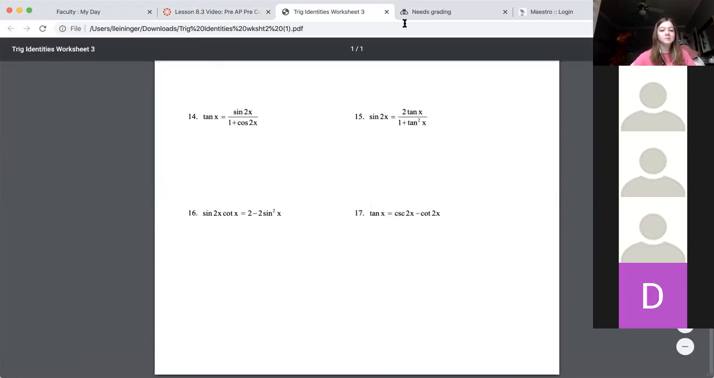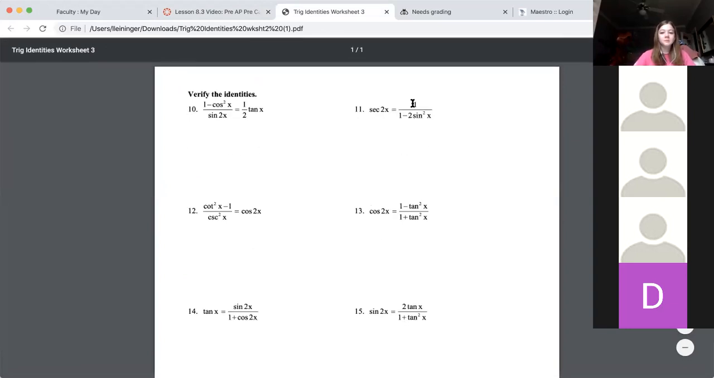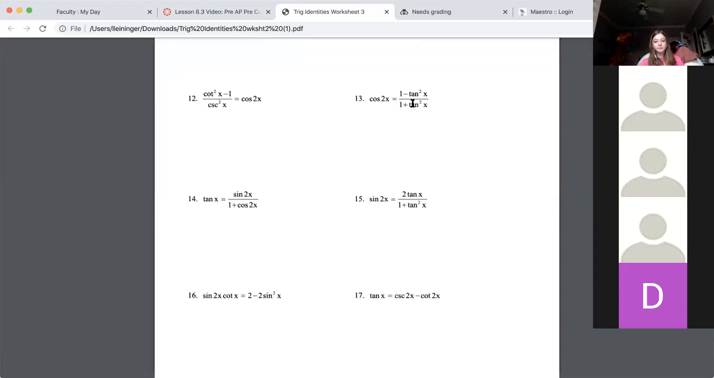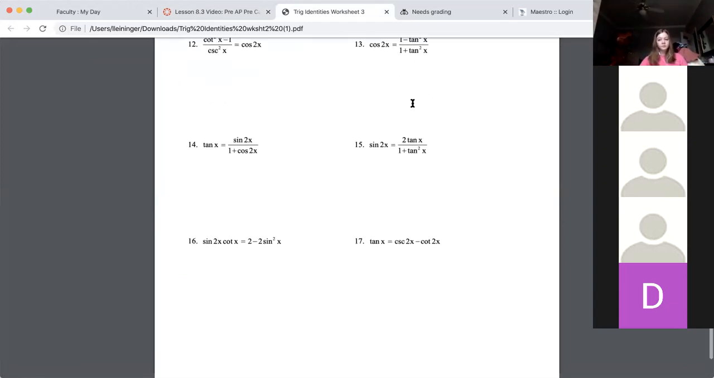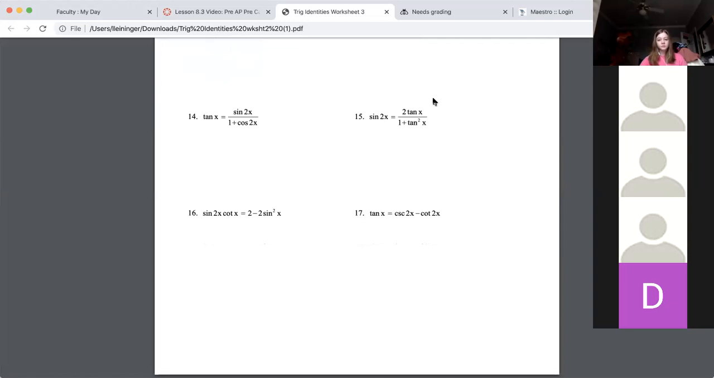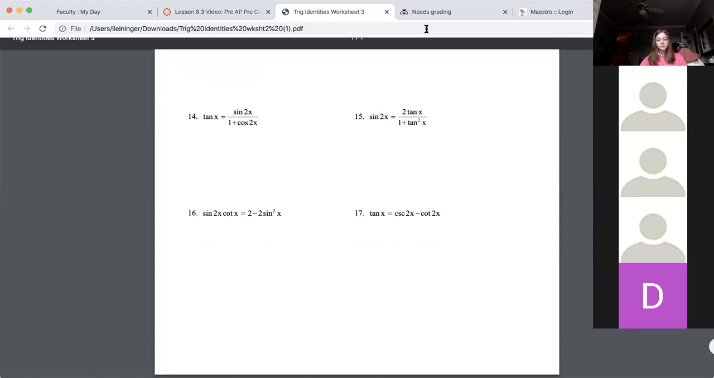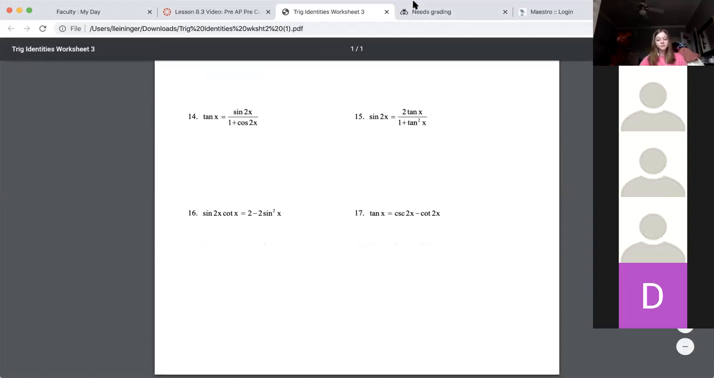Okay. And today, will there be some on the quiz with these kind of things? I believe that you can use them, but you don't have to. Okay. That's kind of where I went with that.